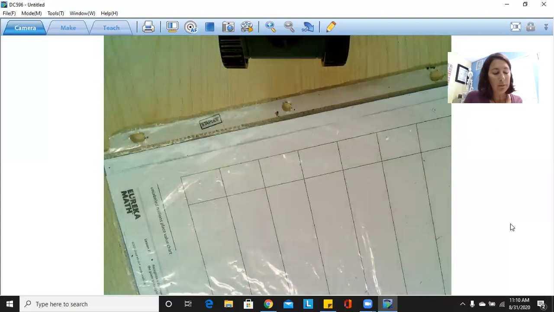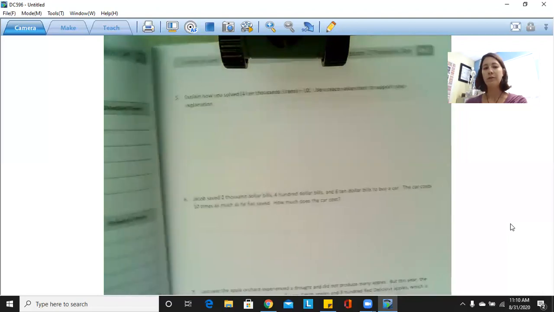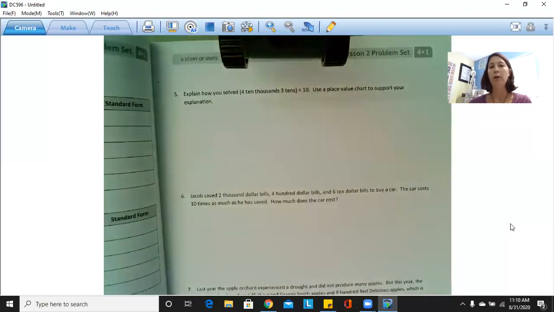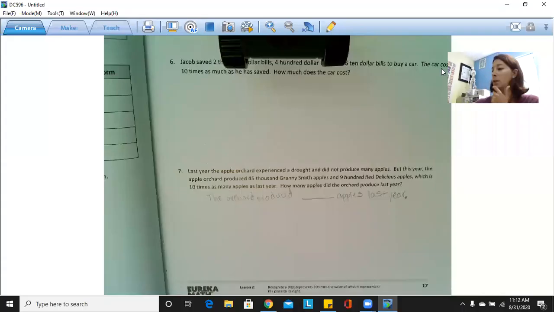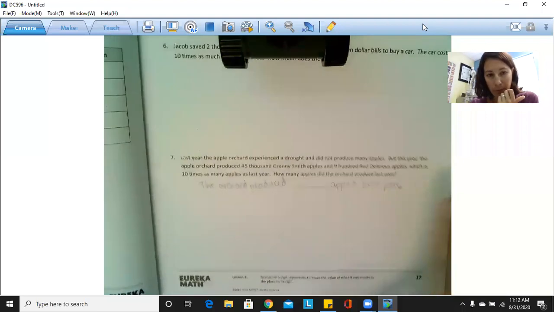Okay, erase your board completely. We're going to do a practice problem in the book. And this is one of the problems that Miss K identified for you yesterday as a can-do problem, but I would like to do it with you. So if you need a second to pause the video and go get your book, please do that. I'd like for you to go to page 17. I'd like to do problem 7 with you.